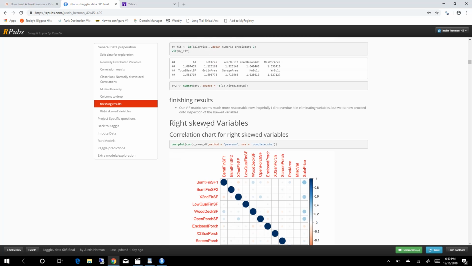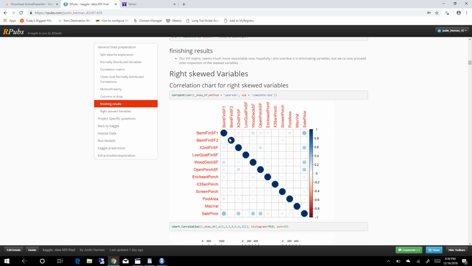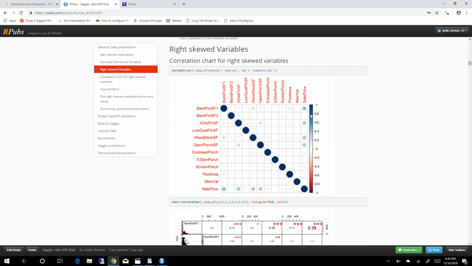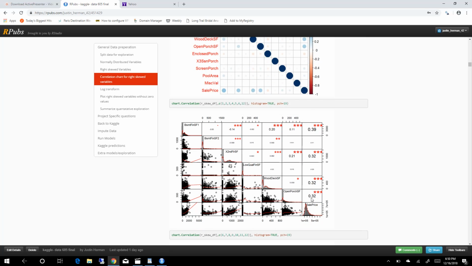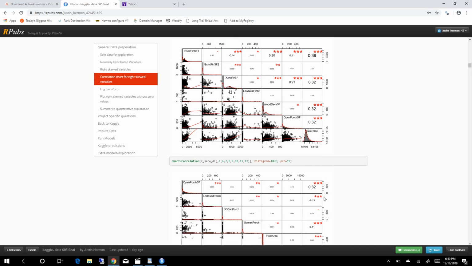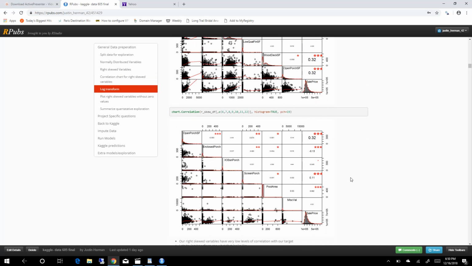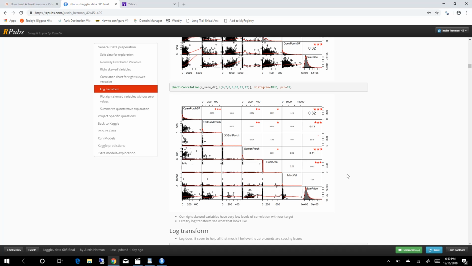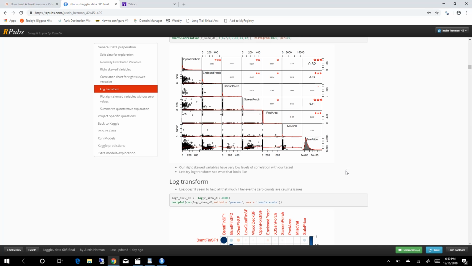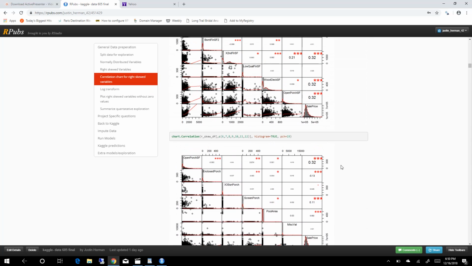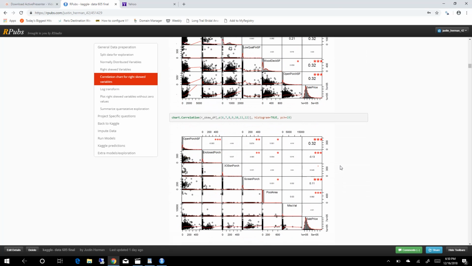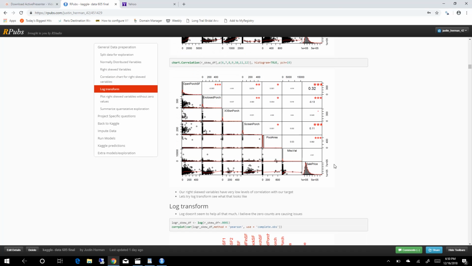So now that we're done looking at the normally distributed ones, let's look at the right skewed variables. The relationships here between sale price and the right skewed variables don't seem as strong. You can see that here as well, and you can see that a lot of these are heavily zero inflated. I thought to myself, how can I suss out these relationships if I take out those zeros? In other words, what would it look like without those zeros?